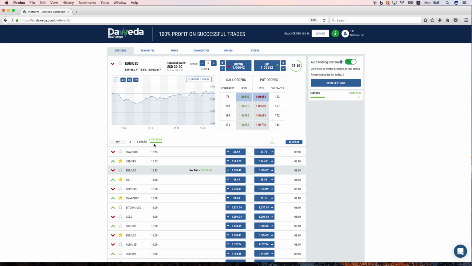If it's green, it means at the present moment you are doing very well. You are winning the contract. If it's red, it means at the present moment you are losing the contract. And if it's grey, it means that it's exactly the price that you bought or sold it at, and that may very well change before expiry. As you see, it went grey there, now it's gone green.